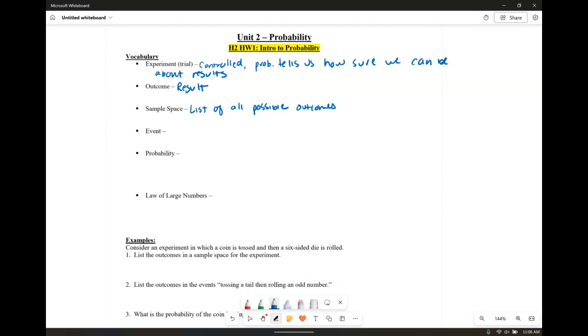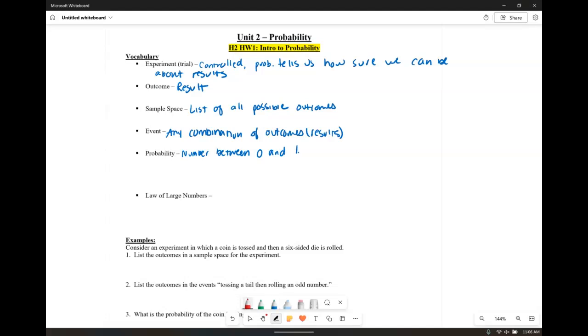An event, this is any combination of outcomes or basically results. And probability, this is a measure of how certain we are from an experiment, okay? Probability, a few things. It has to be a number between 0 and 1. It can be 0 and it can be 1, okay?